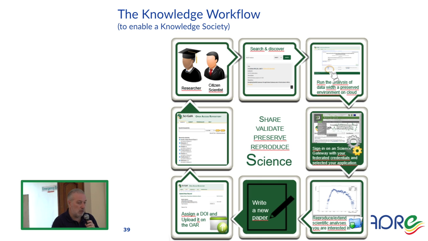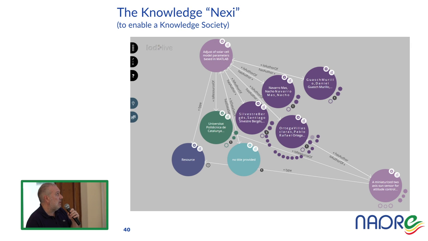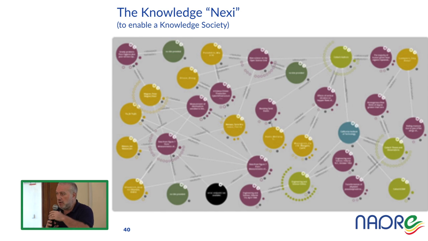The paper is stored on an open access repository using a DOI. Also, the data had a DOI, so you can extend the series of DOIs that refer to a given scientific problem. So you can increase the knowledge on this specific topic, and you can go on and on. What is the advantage? The advantage is that you can create the knowledge nexus. This is a way of displaying relations among data on a linked open data infrastructure.